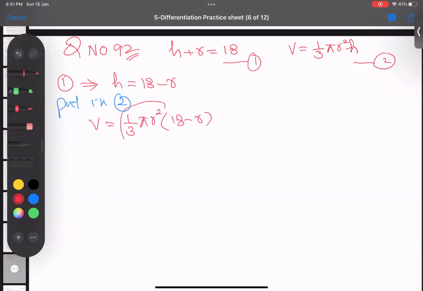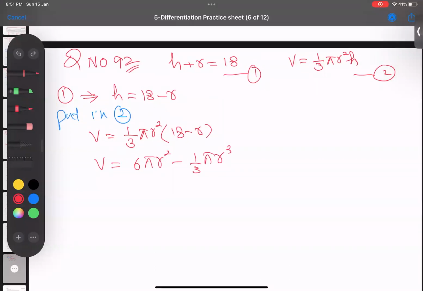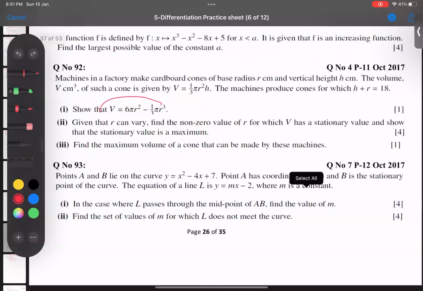When I replace in 2, V for volume equals 1 by 3 pi R squared times H. Now this whole thing is going to be multiplied inside by 1 by 3. When this multiplies with 18, 3 sixes are 18, and I get 6 pi R squared. And when this multiplies with R, I get 1 over 3 pi R cubed, because R squared times R gives R cubed. Our target is achieved. So we have done it.